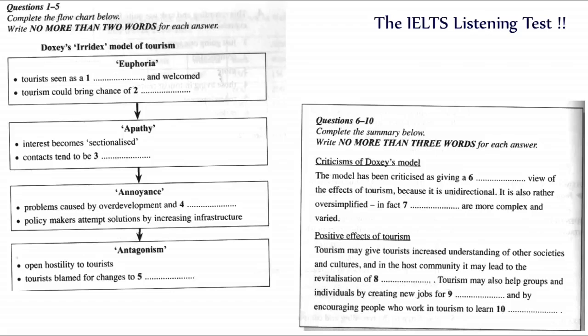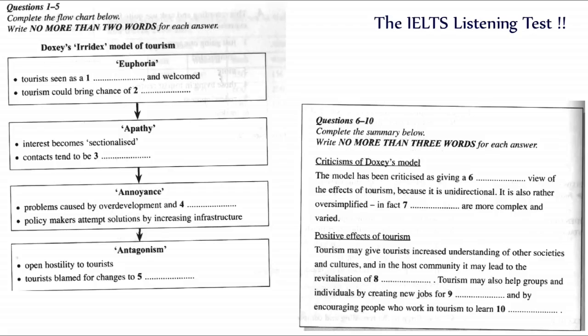Doxy identifies 4 stages. He calls the first stage euphoria, happiness, because initially the tourists are regarded as a novelty, and because of this they're welcomed by everyone in the host area. But as well as that, there's another reason for the people in the host community to welcome tourists. Local people realise that tourism brings scope for economic benefits.